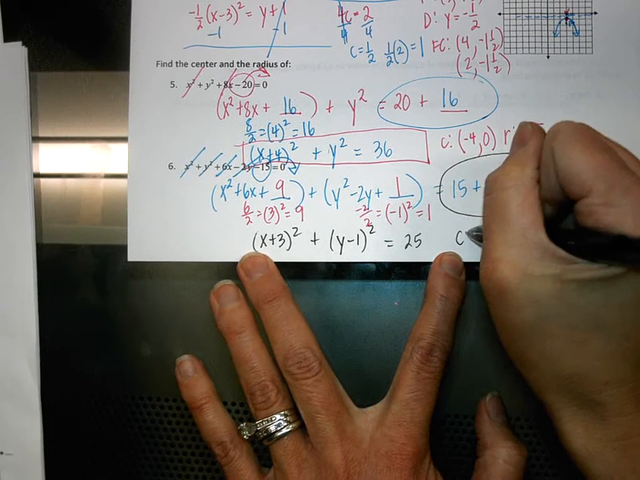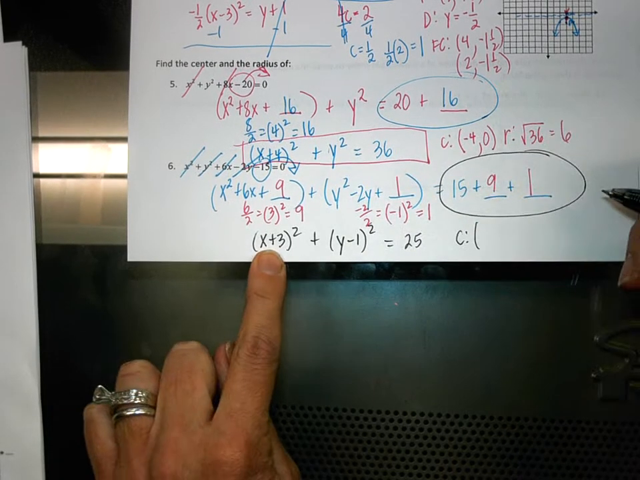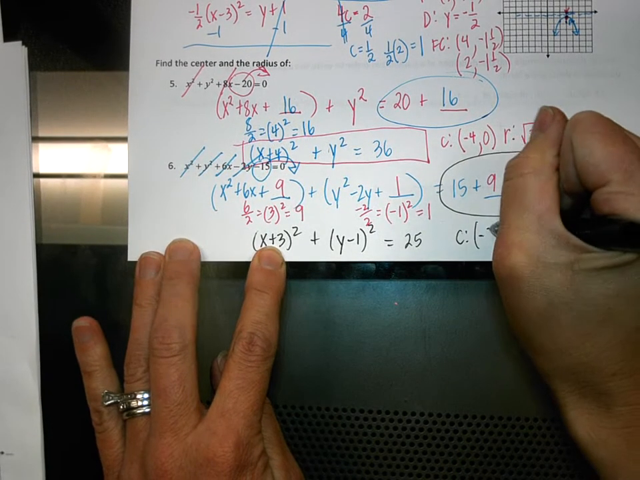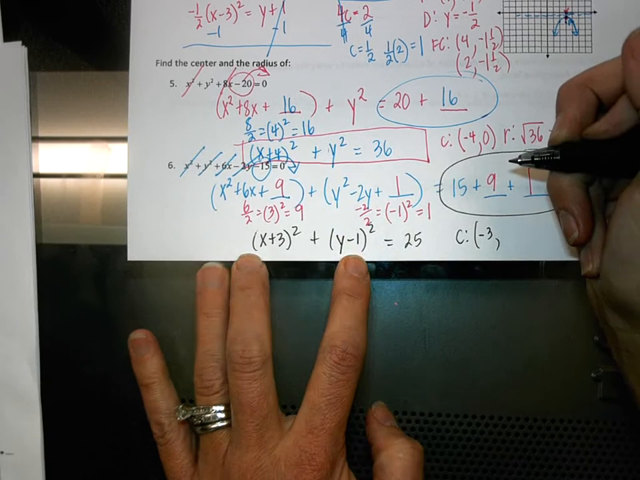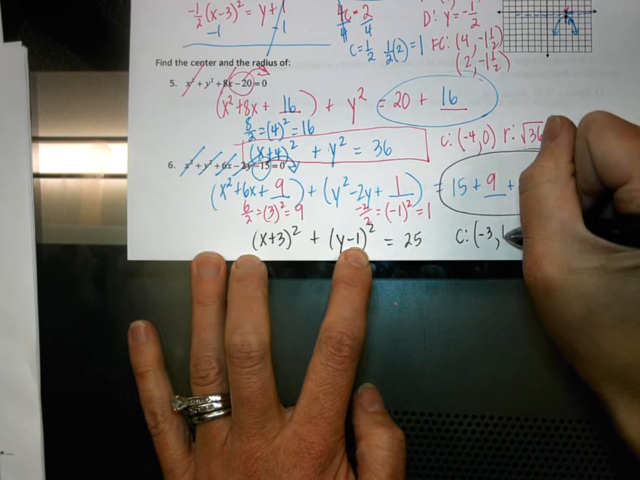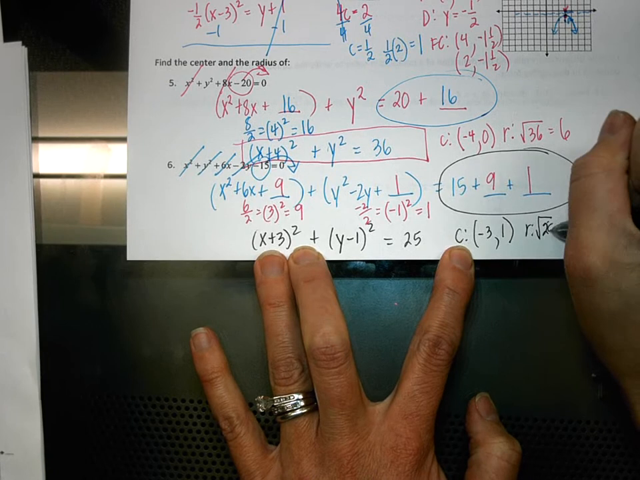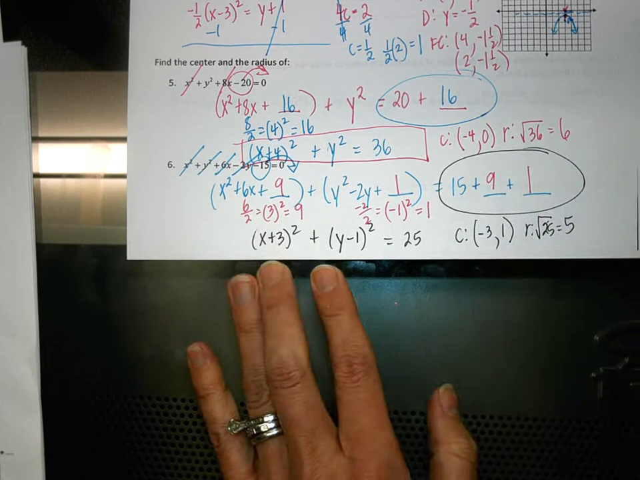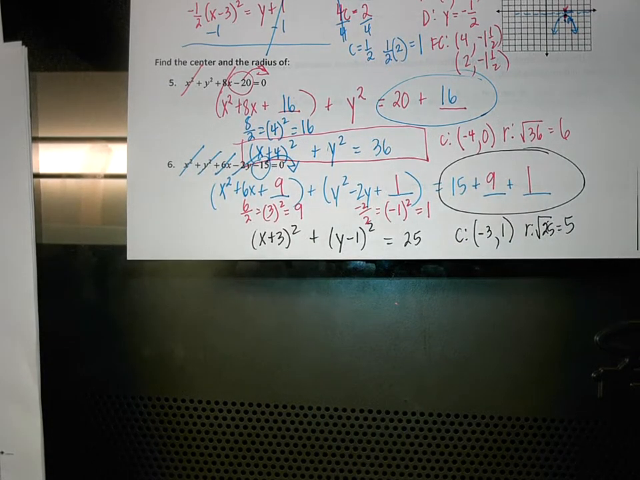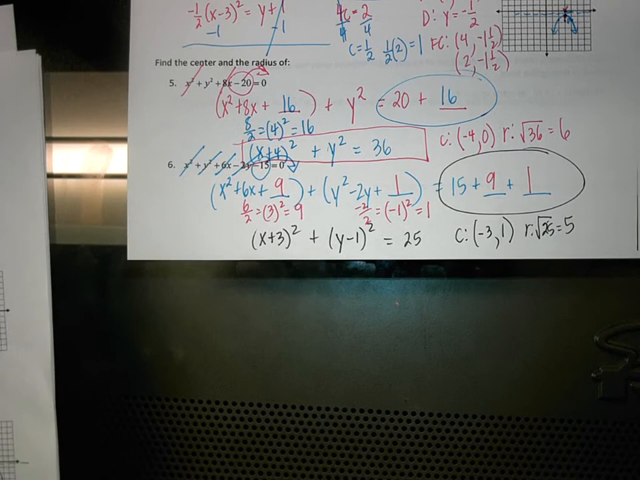So with that information now, my center, we set this equal to 0, and we would get x equals -3. We set this equal to 0, we would get y equals +1. And for my radius, I would take the square root of 25, which is 5. Okay, let's go ahead and move on to the next page.